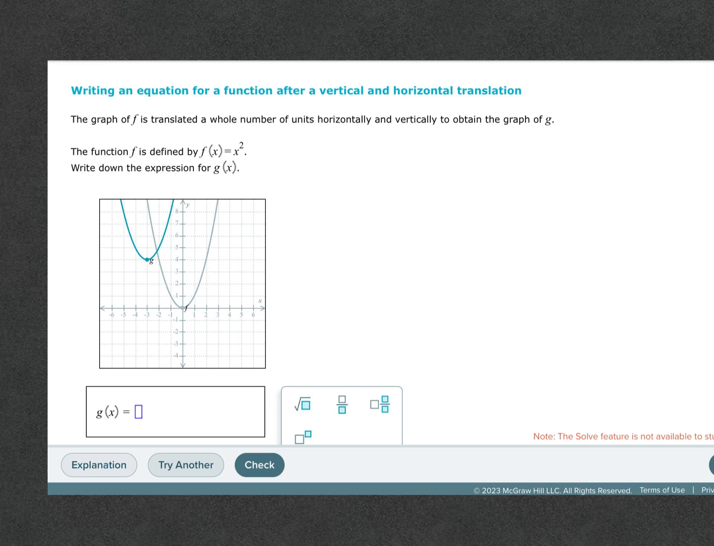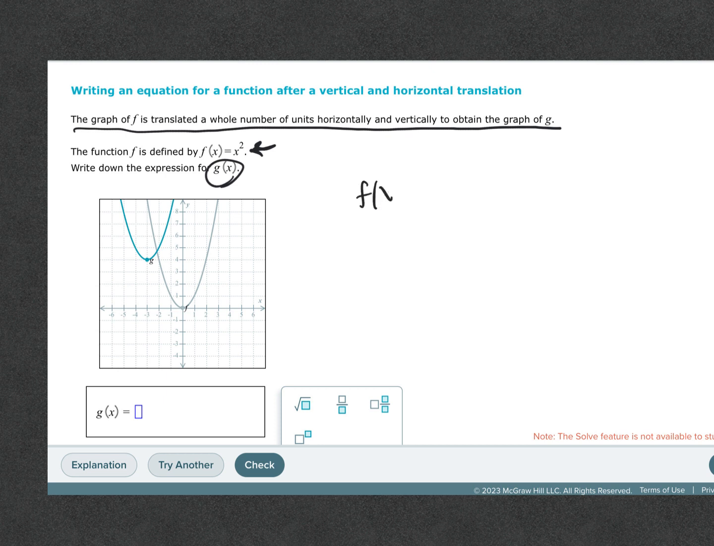Today we're going to be writing an equation for a function after vertical and horizontal translation. So I need you to pay attention to the problem. It says the graph of f is translated a whole number of units horizontally and vertically to get the graph of g. So they tell you your equation right here, f, and then you're supposed to create g. Now, if you have not yet, please watch the translating video because I'm going to tie into that heavily.